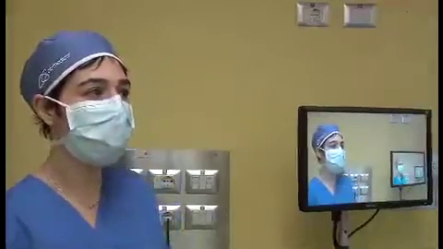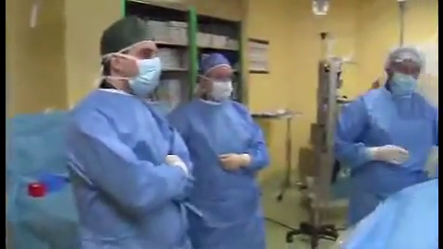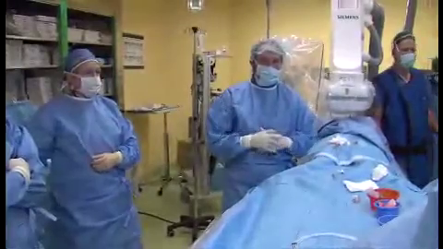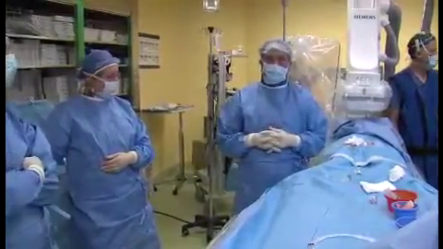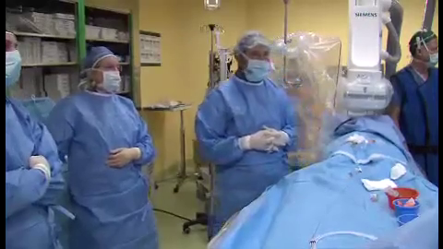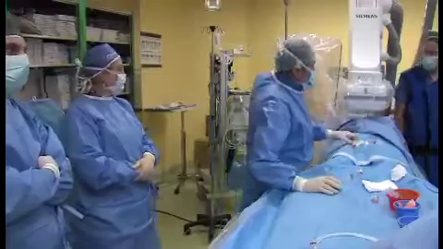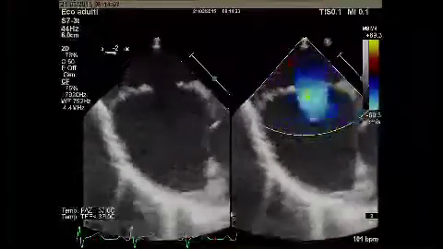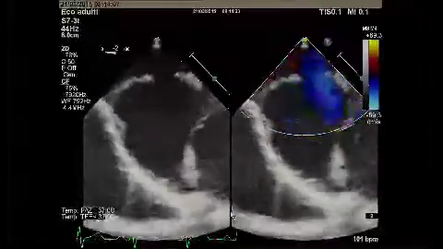Looks like a moderate size ASD with good rims, where theoretically it's going to be a straightforward case. I think now it's better to pass to the echo pictures, and Aki will describe the case. Please, Aki, go ahead. Good morning, everyone.